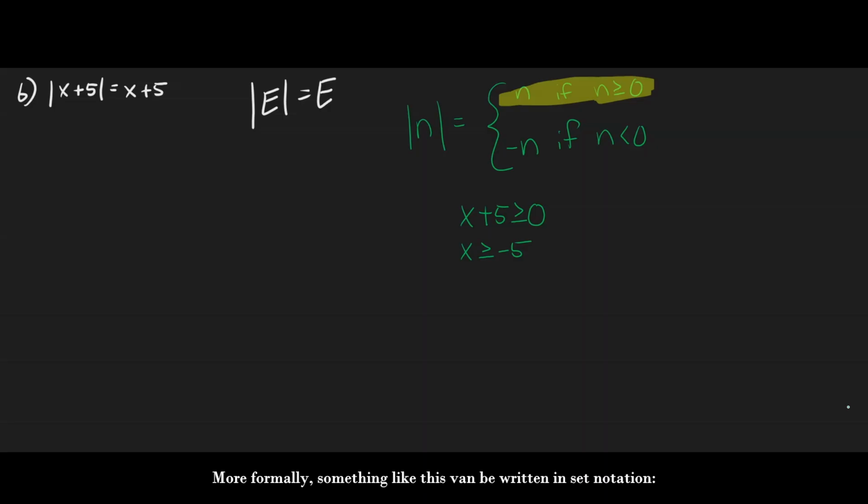More formally, something like this can be written in set notation: the set of all x such that x is greater than or equal to negative 5. In interval notation, you would write [negative 5, infinity).